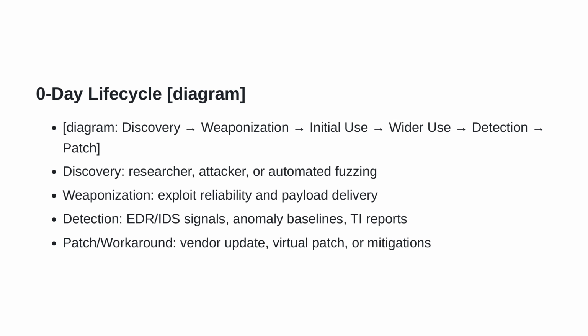EDR and IDS can surface abnormal process, memory, and network patterns. Baseline deviations and crash artifacts get correlated, and threat intel reports flag exploited in the wild activity even before a CVE exists. Finally, patch/workaround covers both vendor updates and defensive stopgaps: virtual patching via IPS/EDR rules, configuration hardening, feature flags, reducing service exposure, or access controls.